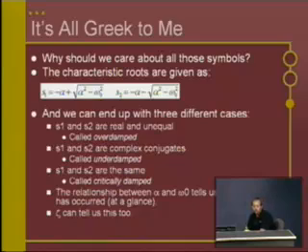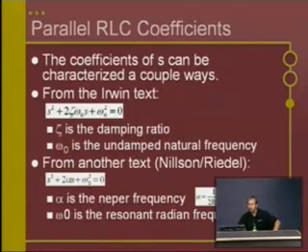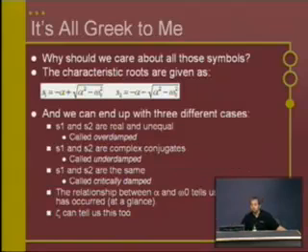So you look at the circuit that you've been given, and if it's a parallel circuit, then I can solve for alpha as 1 over 2RC. I can solve for omega naught as 1 over the square root of LC. And then I plug them into these two equations to solve for the characteristic roots.